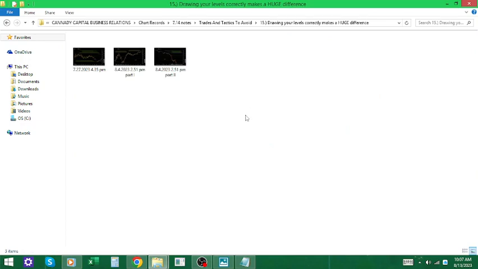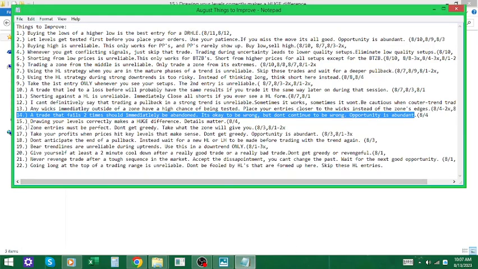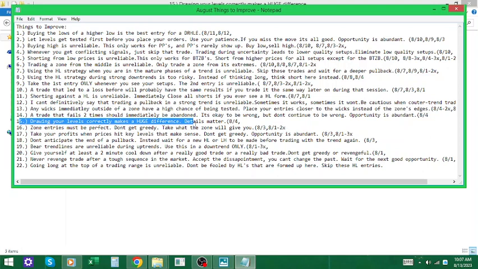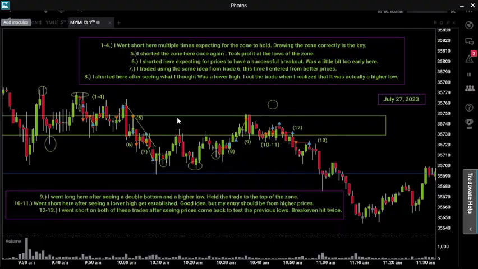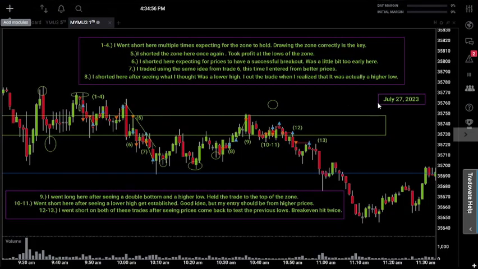So that brings us to number 15, which I talked about a little bit earlier, which is that drawing your levels correctly makes a huge difference. The details matter, man. They really, really, really do. So let's go ahead and talk about that. We talked about that a little bit earlier on trades from my previous days, but let's talk about this one. I don't think we've seen this day so far in this video.